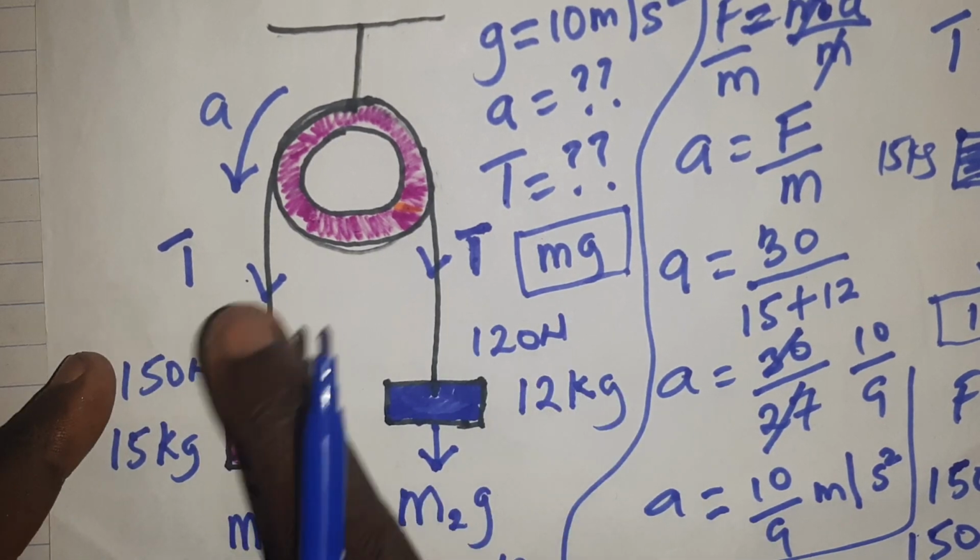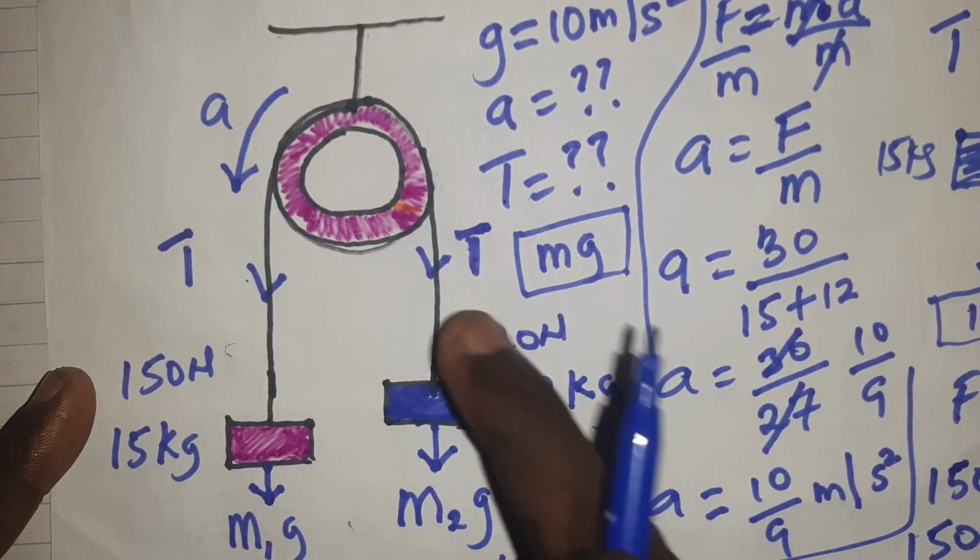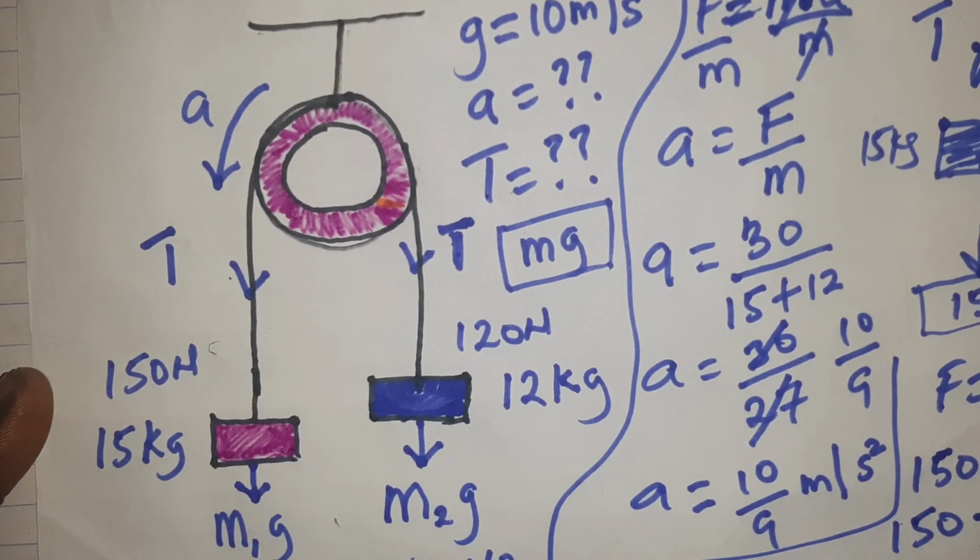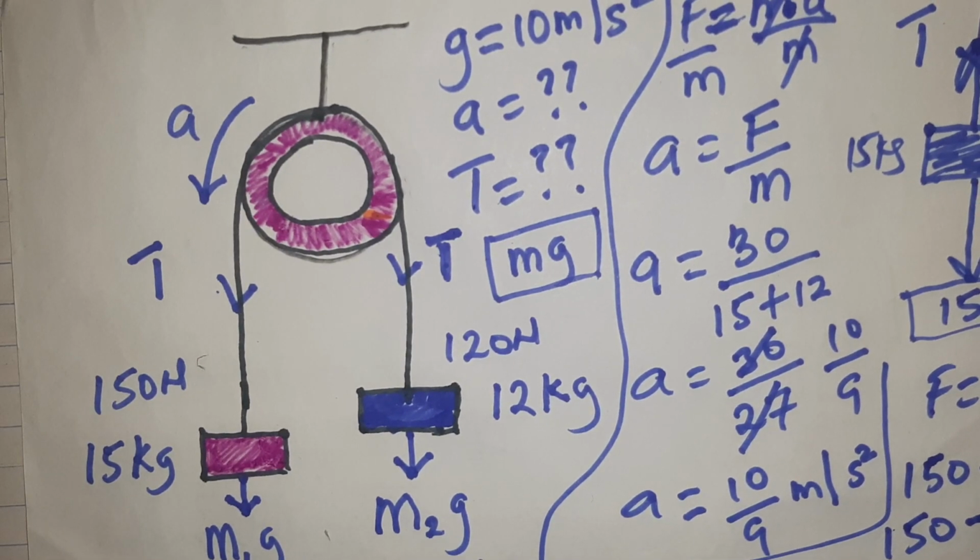That will be the tension on the strings, both on the left hand side and on the right hand side, since they are the same, because the pulley is massless and frictionless. So that's it for this question.